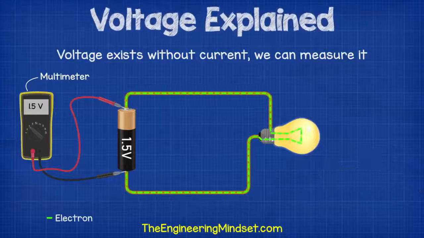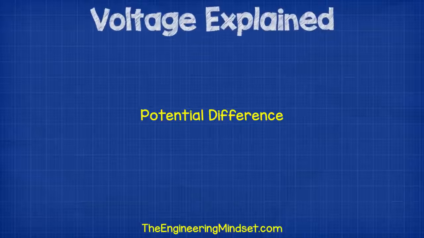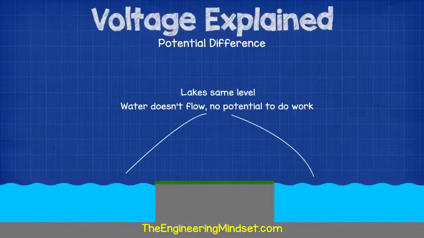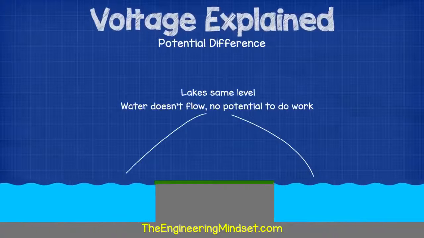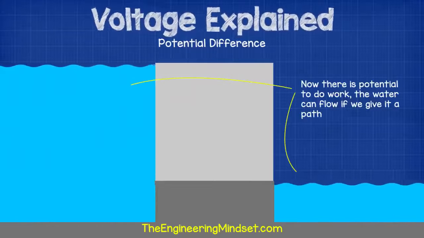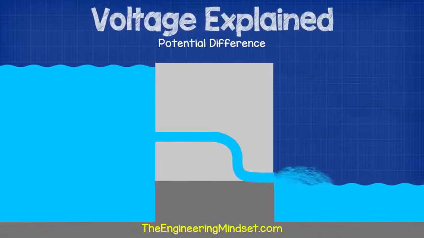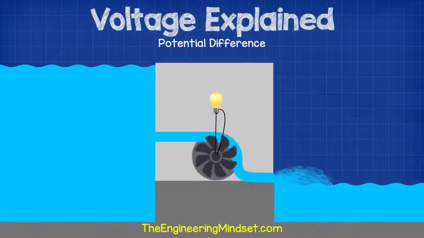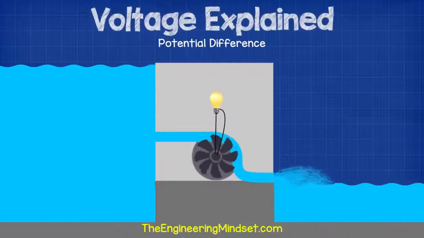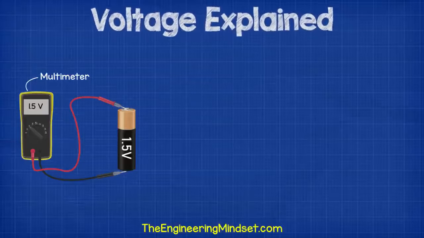We sometimes hear voltage referred to as potential difference. This really means how much work can potentially be done by a circuit. Coming back to our water analogy, if we have two lakes at the same level, then there is no potential to do work because the water isn't flowing. But if we raise one lake higher than the other, then this higher lake now has the potential to flow down to the second one. And if we give it a path, then it will flow. If we place a turbine in its path, then we can use its energy to power a light or even an entire town.